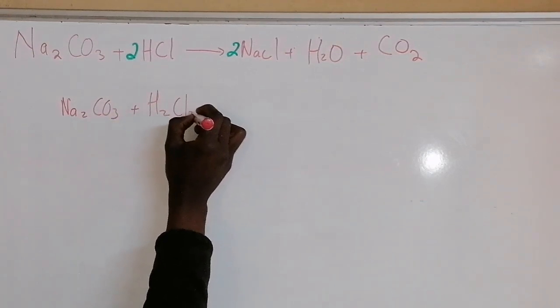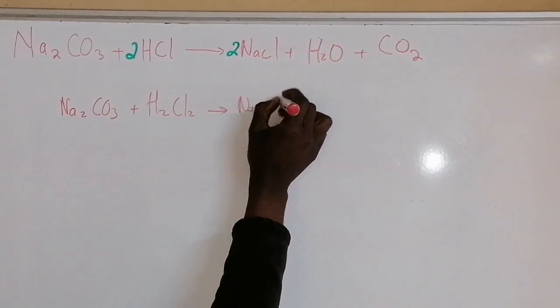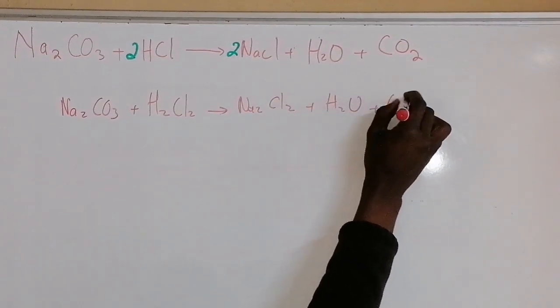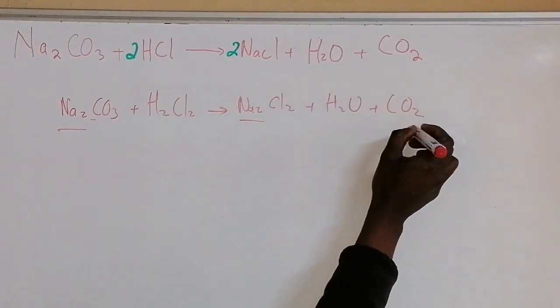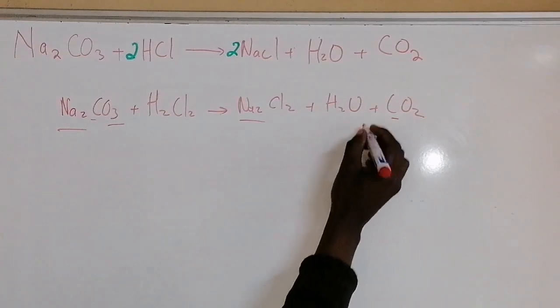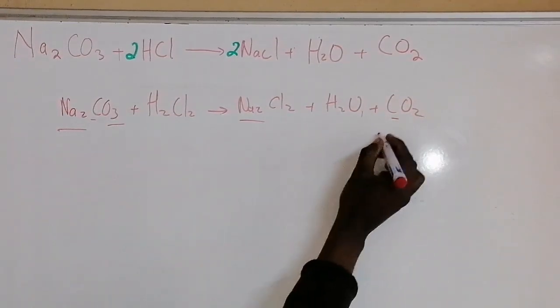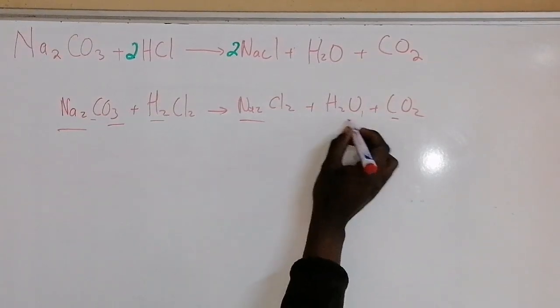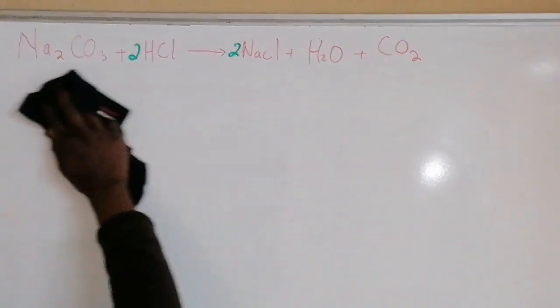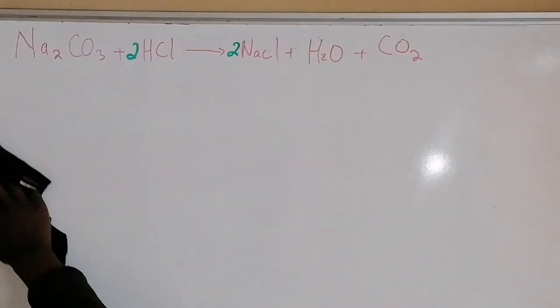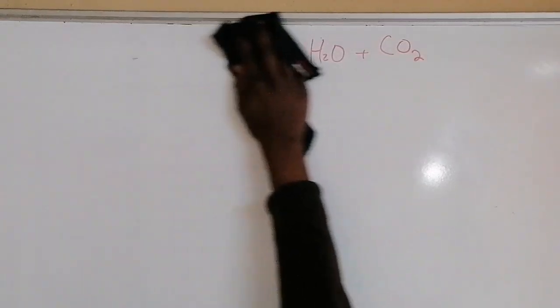Or you can just use this and Na2CO3 if you are not sure, which is H2 here, Cl2, and Na2Cl2 plus H2O plus CO2, and Na2 and Na2, C1 and C1 there, O3, and we have 1 plus these 2, we have 3. So these ones are balanced. H2, H2, Cl2, Cl2. So you balanced it. Then you erase the thing that you used to balance. So that was how you were supposed to balance that chemical equation.